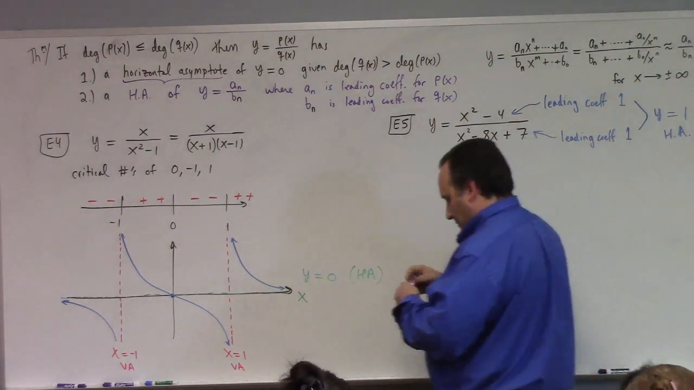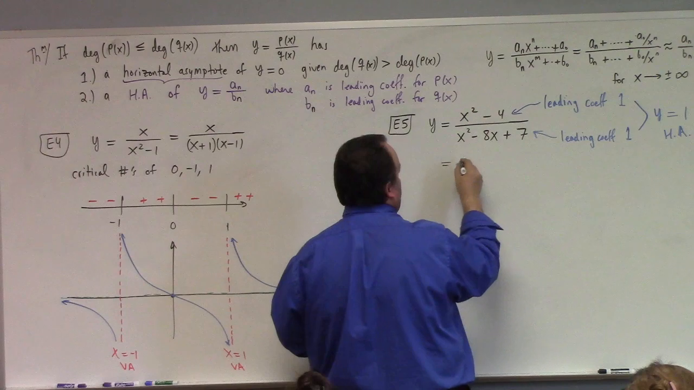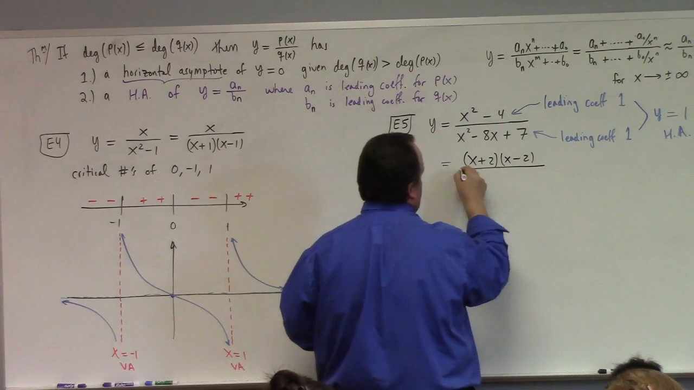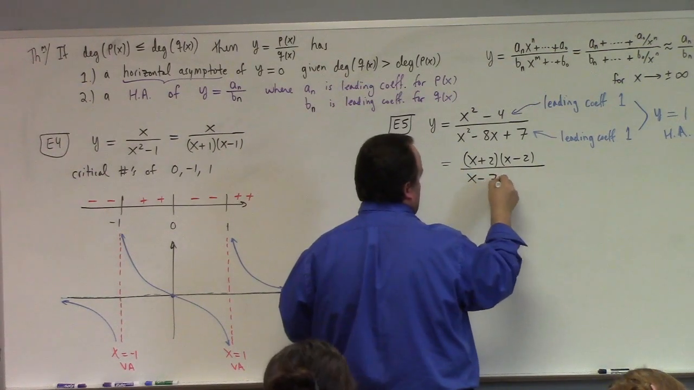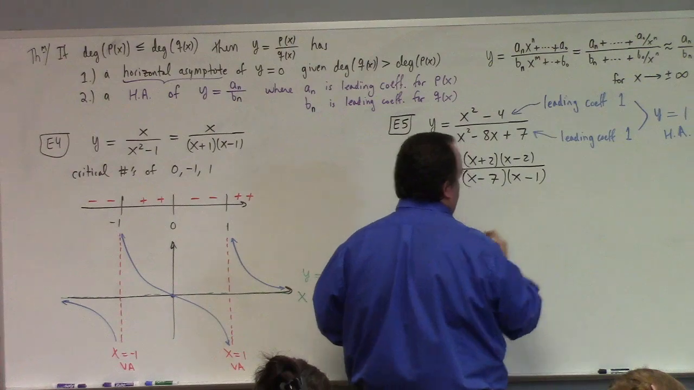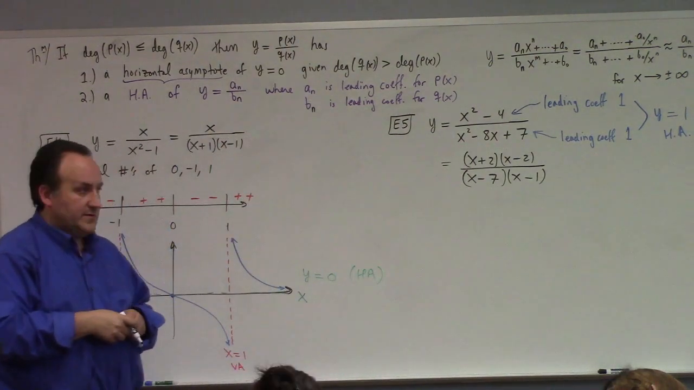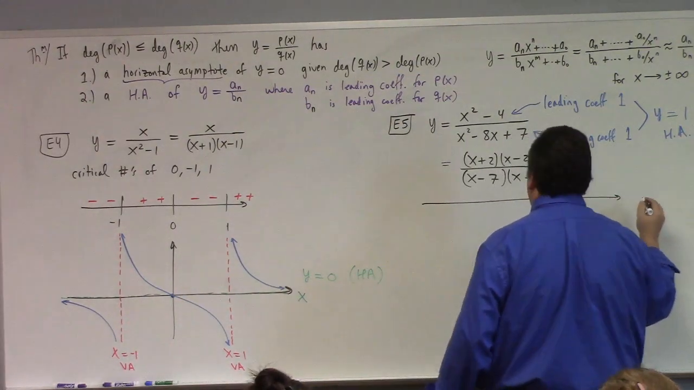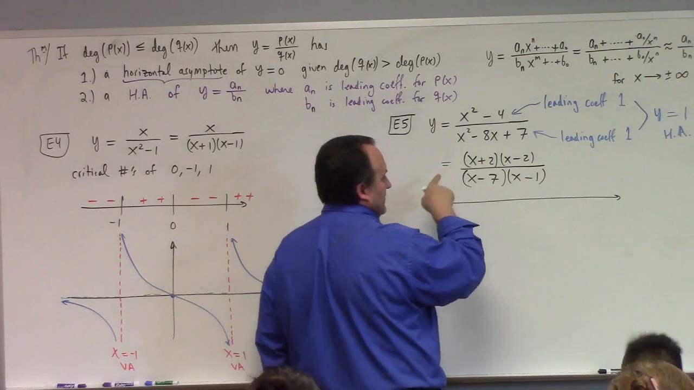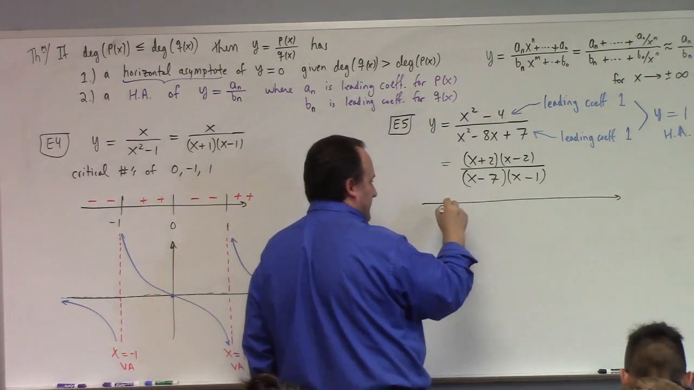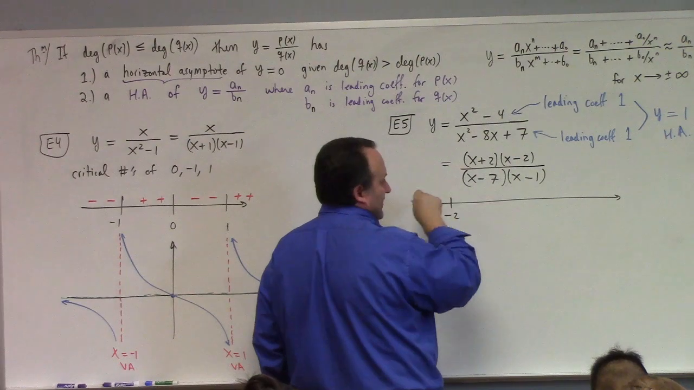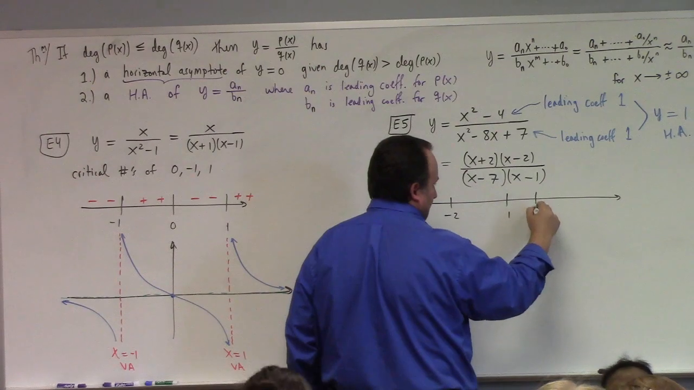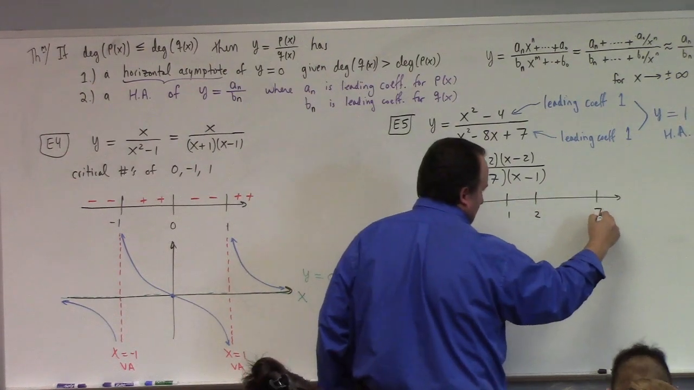All right, now let's factor this. We've got x plus 2, x minus 2, divided by x minus 7, x minus 1. We have 4 critical numbers to deal with here. And so I'll put them on my number line. And which one comes first? Going left to right, we got minus 2 is my first contender, right? And then I hit the 1. And then I hit the 2. And then eventually over here I get 7.